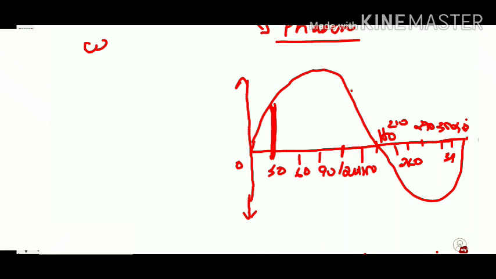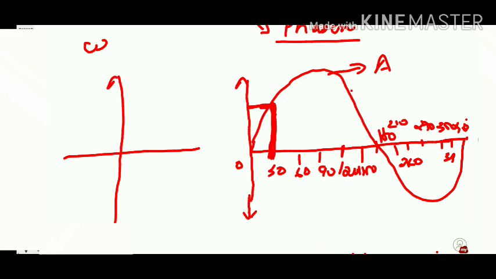Say this graph is for a quantity A, right? Now quantity A at 30 degrees has this much amplitude. Now I have drawn two axes for the phasor, and I am going to draw a vector for it. See, this is 30 degrees, so I draw a line like this, which is of 30 degrees.